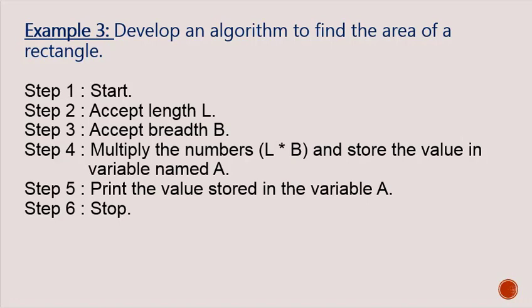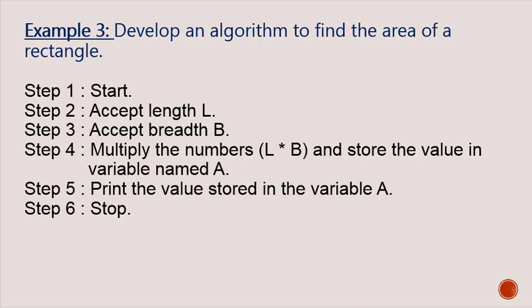So step 1, start. Step 2, accepting the length L of the rectangle and storing it in the variable named L. In the third step we are accepting the breadth of the rectangle from the user and storing it in another variable named B. In step 4 we are multiplying length and breadth, because that is the formula to find the area of a rectangle.